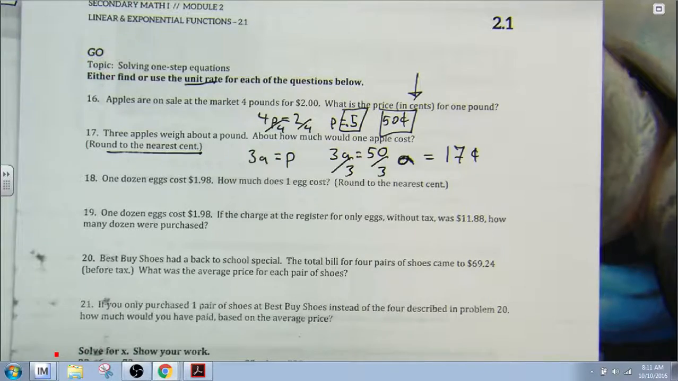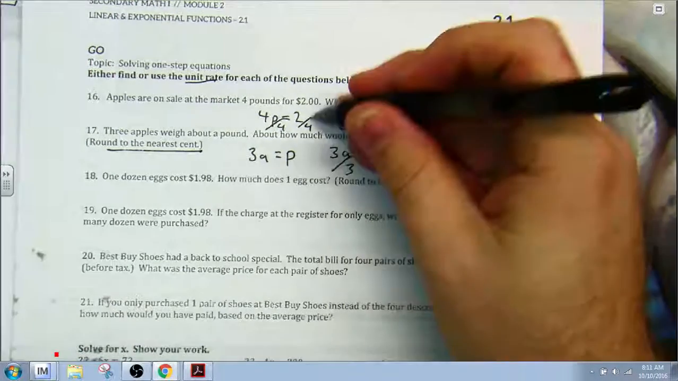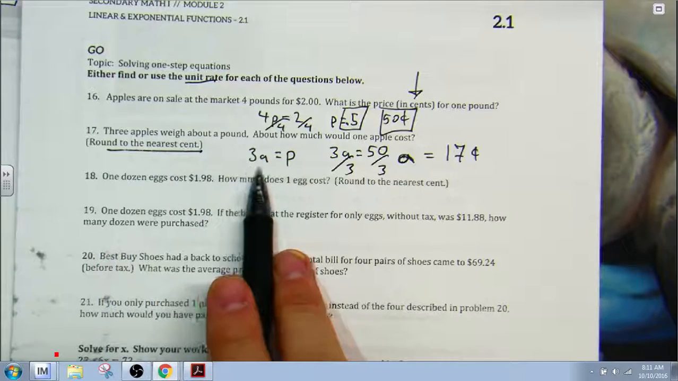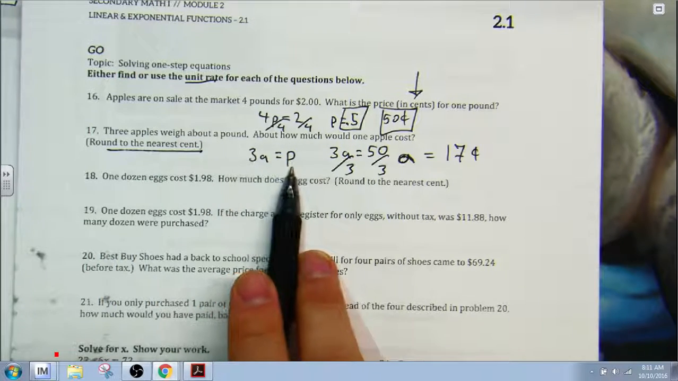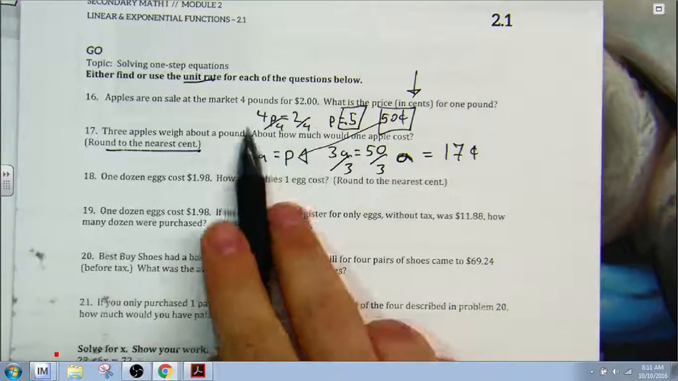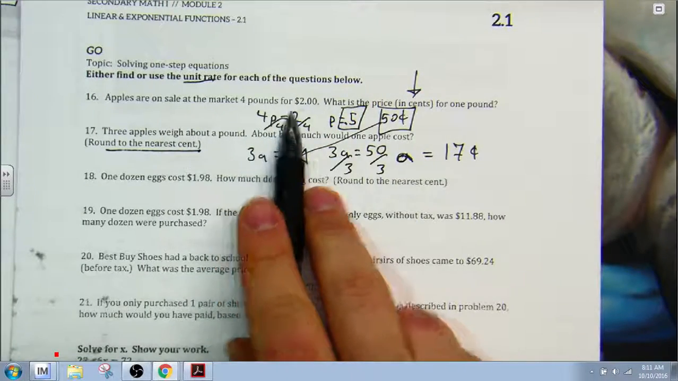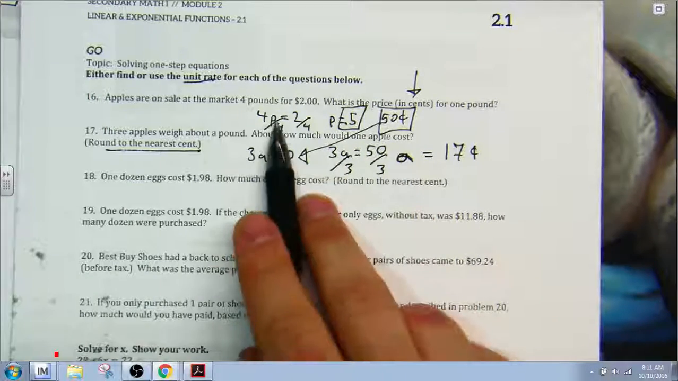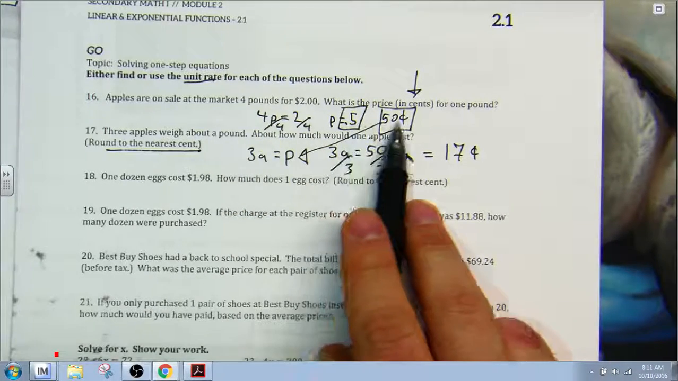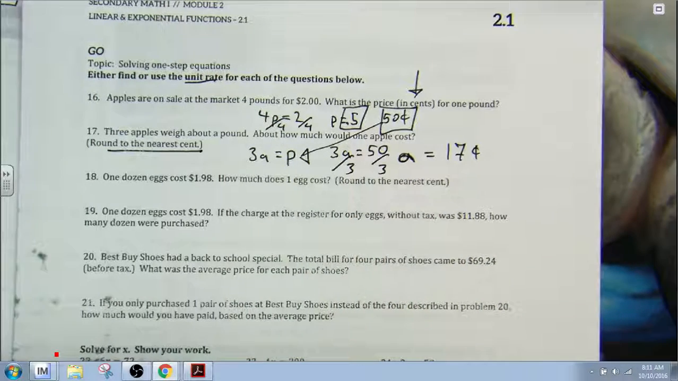But basically that's what you have to do. You want to look at what's going on. Here's the key thing though. Look at 3 apples weigh about a pound. 3 times A equals P. And in here what we did is we just substituted the price of the pound, right? 4 pounds equals $2. So we knew that we were finding the price. 4 times the price of a pound is going to equal $2, and we figured out that was 50 cents. So make sure you're paying attention to your units and following all of that.